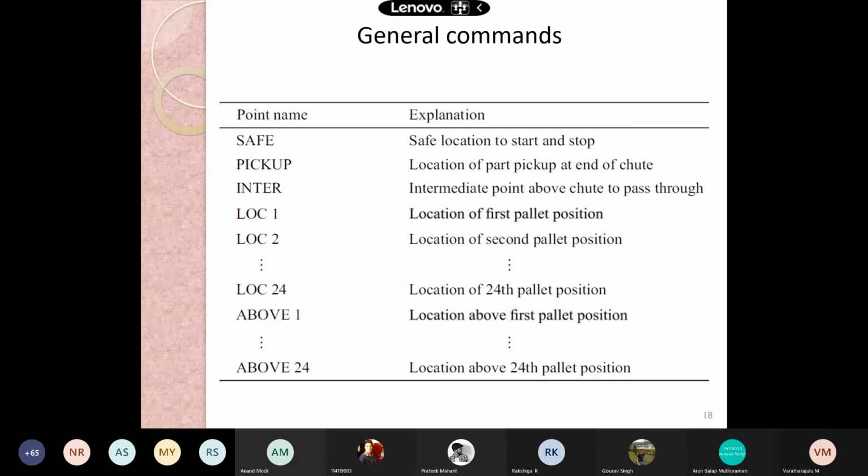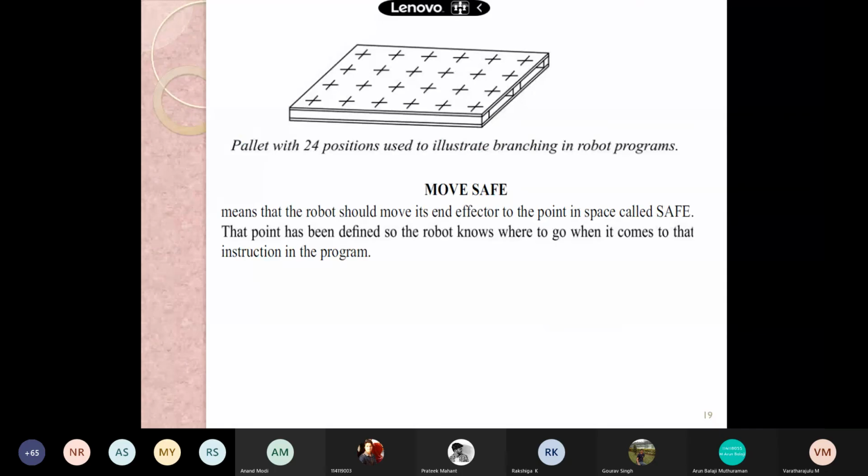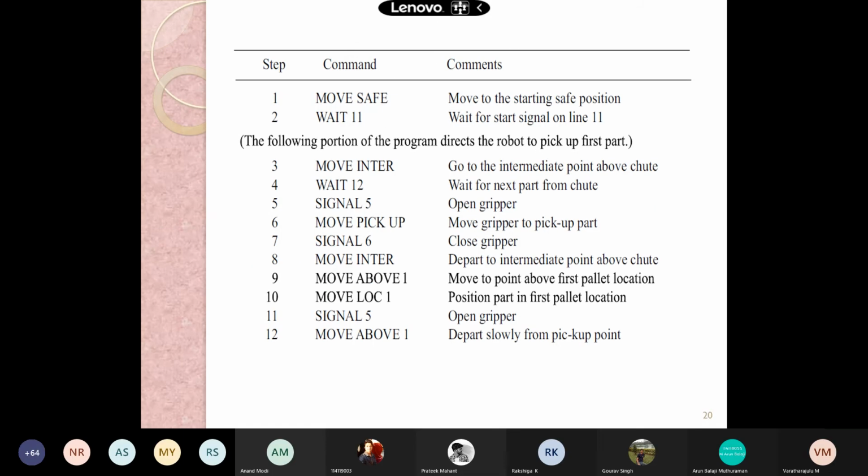And this is what move safe is: the robot should move its end effector to a point in space called safe. That point has been defined, so the robot knows where to go when it comes to that instruction in the program. See, this is the program. First we are going to use move safe, and wait 1 1.